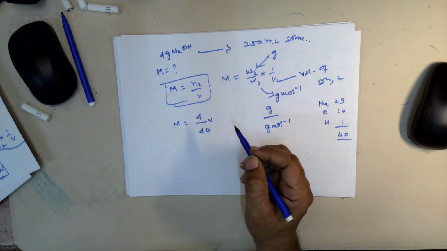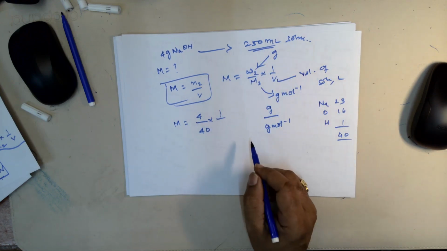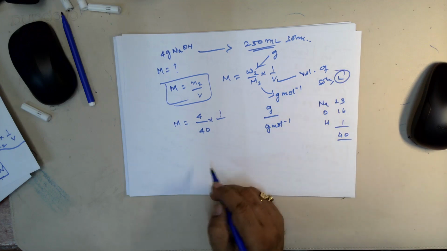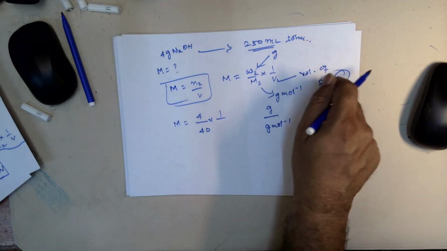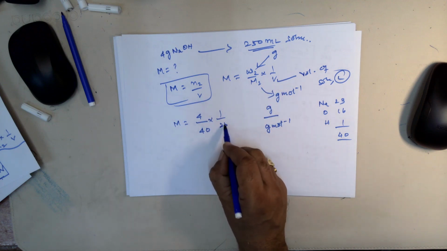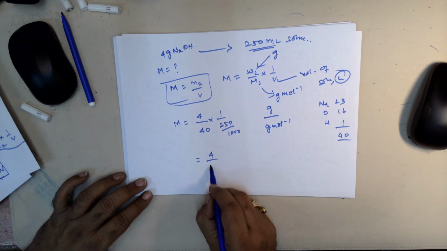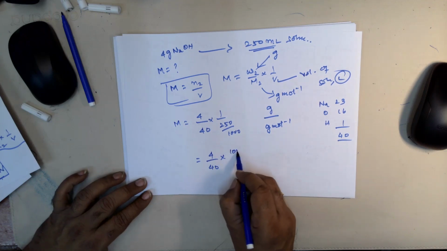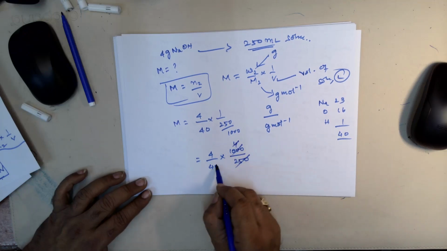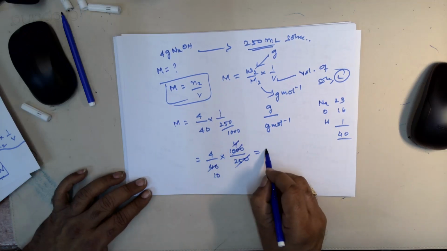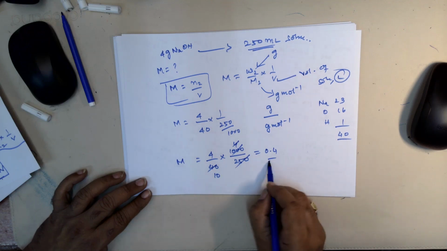Then what about V? That is nothing but the volume of the solution. This is given in ml, but what I suggested is it should be in liter. So you have to divide by 1000, is it not, in order to convert this into liter. So 250 divided by 1000. Therefore 4 divided by 40 into 1000 divided by 250. It means 4 times 10, so 0.4. So the molarity is 0.4.